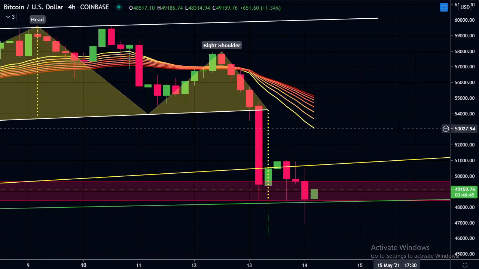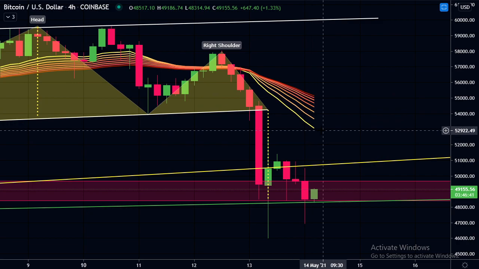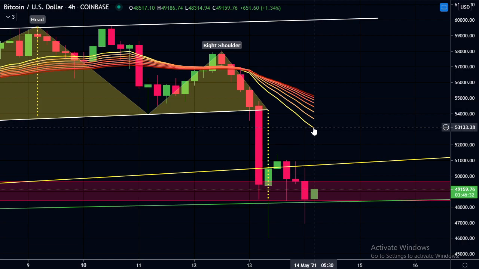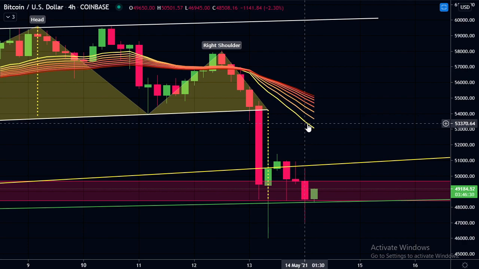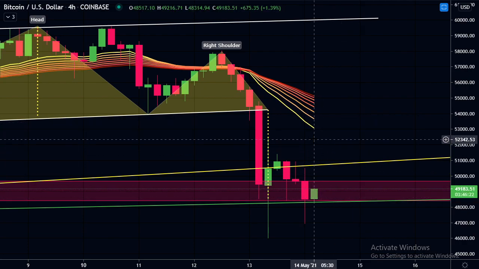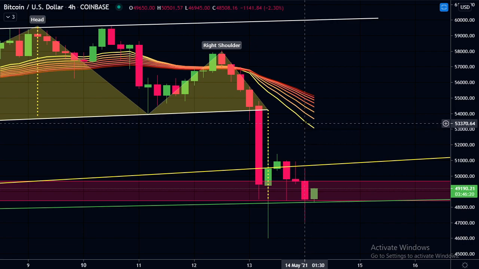If we do get a bounce here, I would be watching this 4-hour EMA ribbon. Quite often we do get rejected on the first touch back up. Currently it's at 53,000. We did just open a new 4-hour candle, but this is coming down quite quickly and it'll probably start leveling out here. If we do go up here, we'll be watching that for resistance.